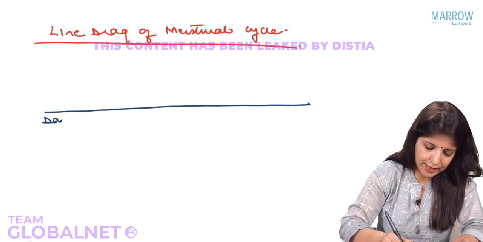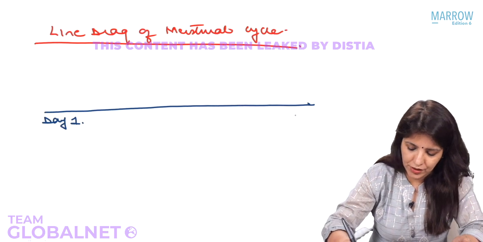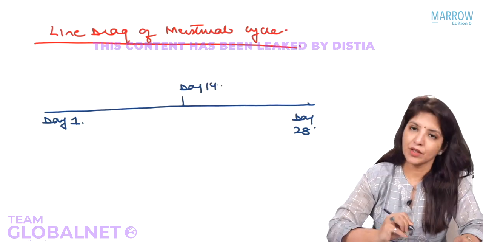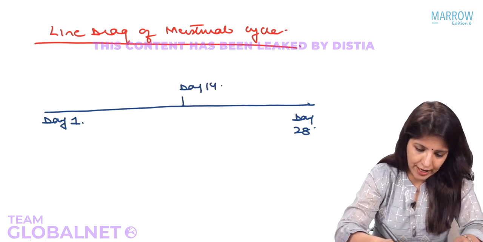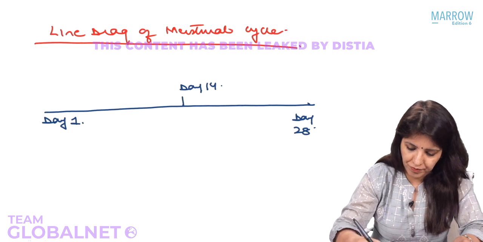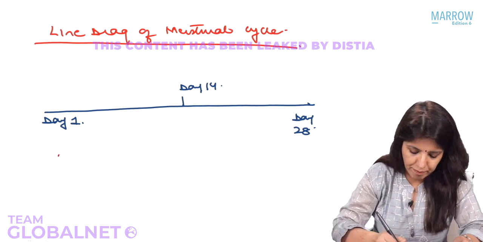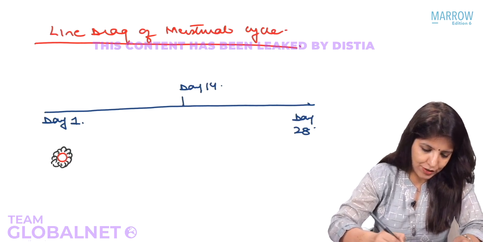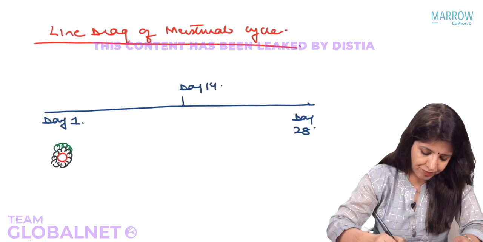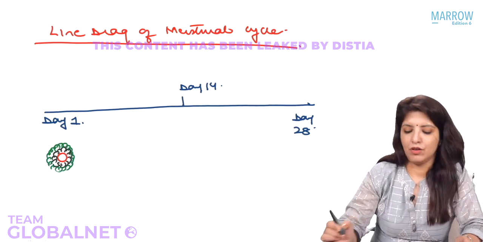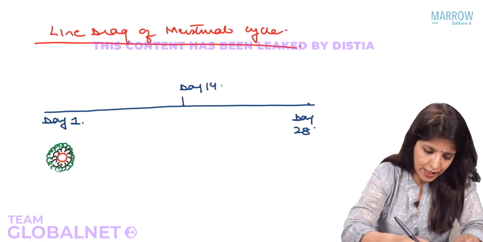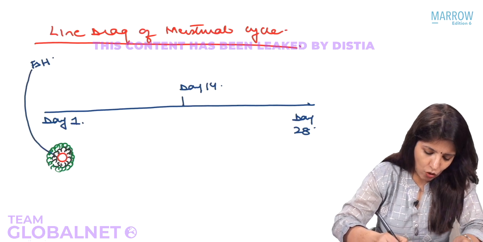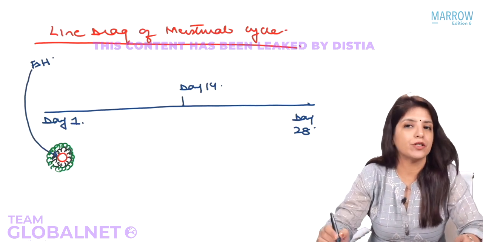Okay, now, this is day 1 of the cycle. This is day 28 and this is day 14, right? Now, on day 1, we had the follicle in which there was a primary oocyte surrounded by granulosa cells, and it was surrounded by the theca cells, right? Now, first thing that happened was FSH came and FSH acted on granulosa cells. That was the first thing to happen.